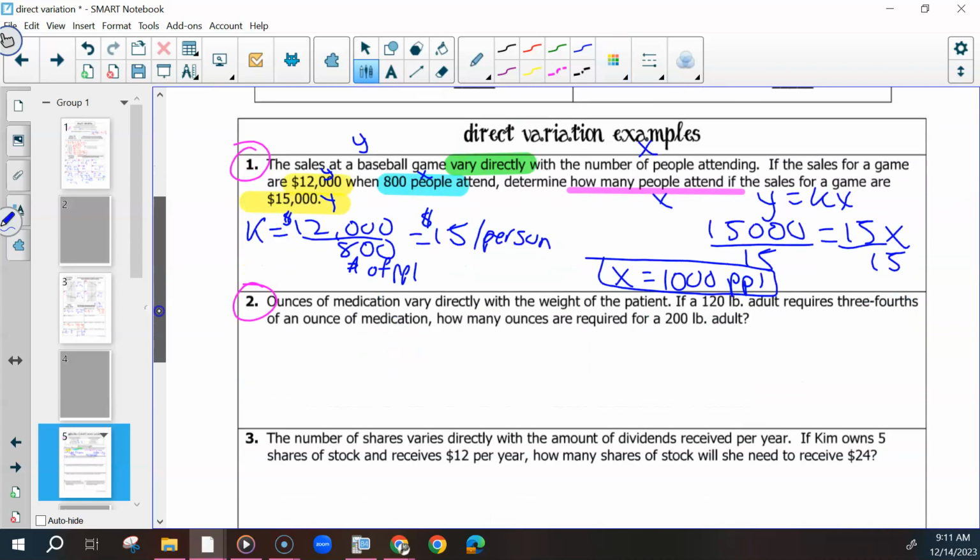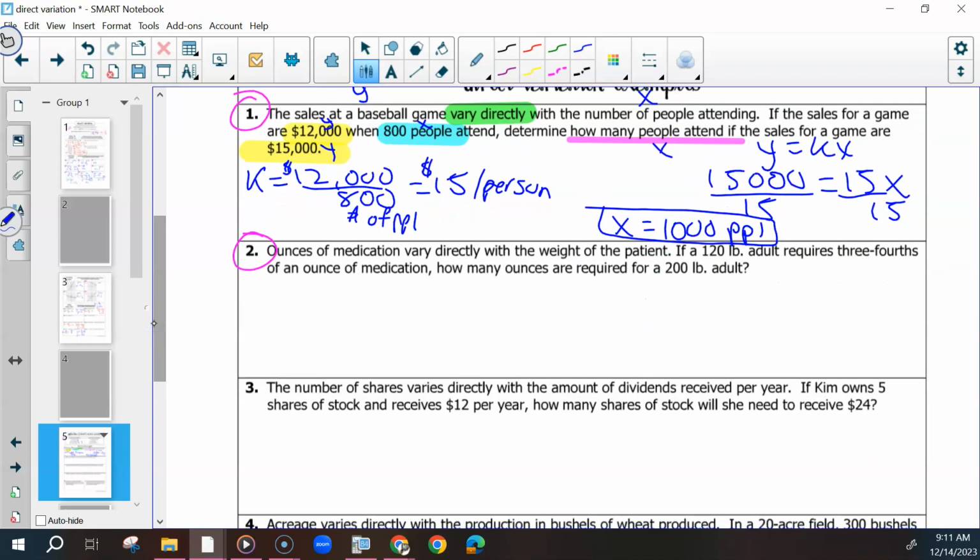Let's do number 2. Going back to the up or down together, the more people that attend, the more money they make. The less people that attend, the less money they make. So they go up or down together. All right, let's read through number 2. Ounces of medication vary directly with the weight of the patient. If a 120-pound adult requires 3/4 of an ounce of medication, how many ounces are required for a 200-pound adult?